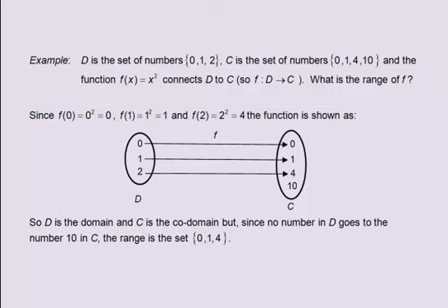So 0 in the domain connects to 0 in the codomain. 1 in the domain connects to 1 in the codomain. 2 in the domain connects to 4 in the codomain. So D is the domain and C is the codomain, but since no number in D goes to the number 10 in the codomain, C, the range of the set is {0, 1, 4}.